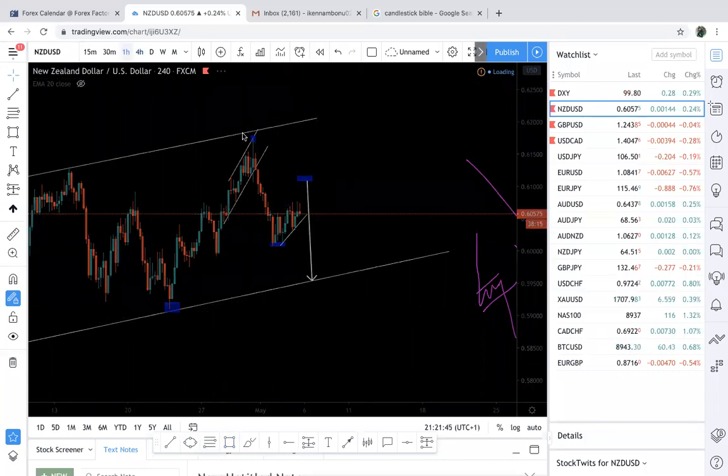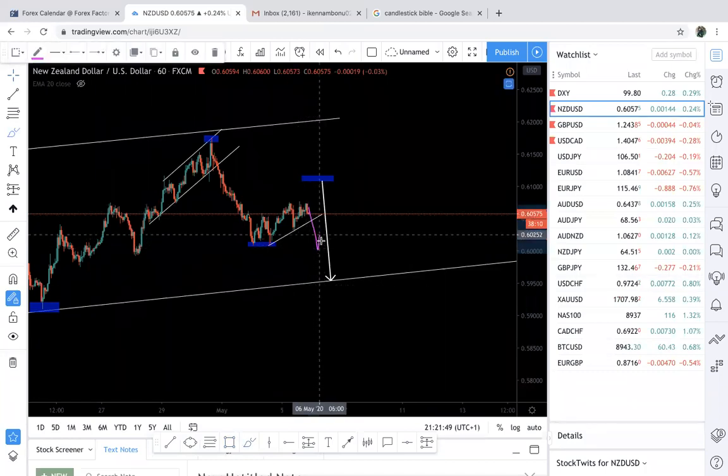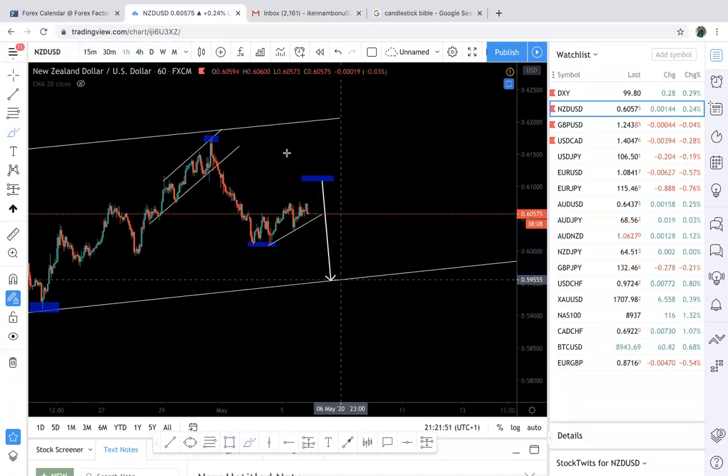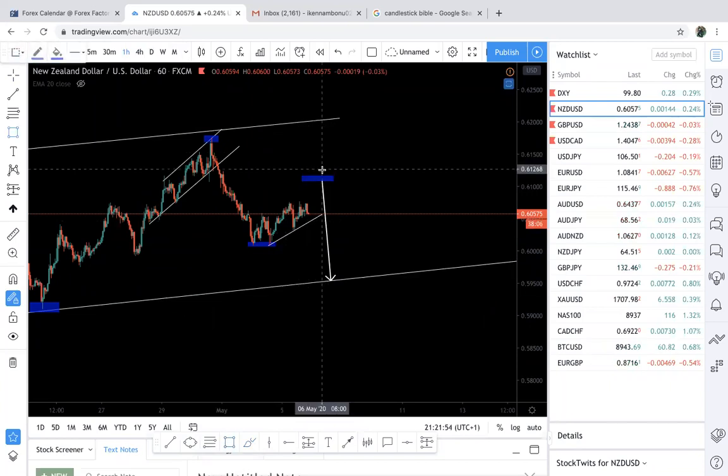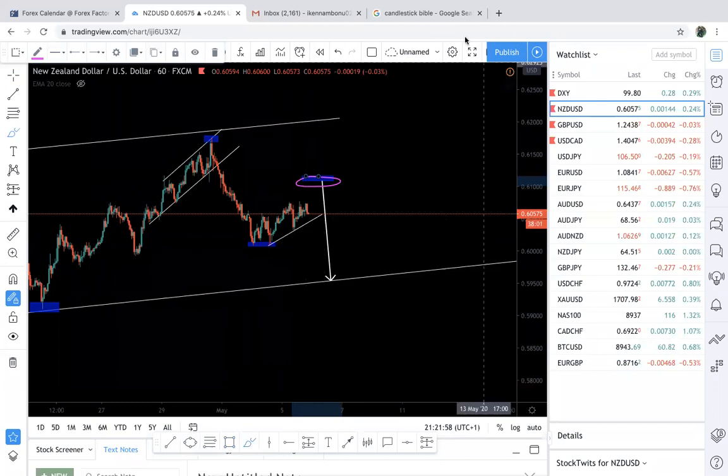Also valid, but I don't like taking trades off there. The only reason why I'm going to get involved in this trade is if we get a breakout and a flag, a clear 1 hour flag, then I'll get involved. But for now, I'll be looking at 618 at the top right here. So I hope that makes sense.